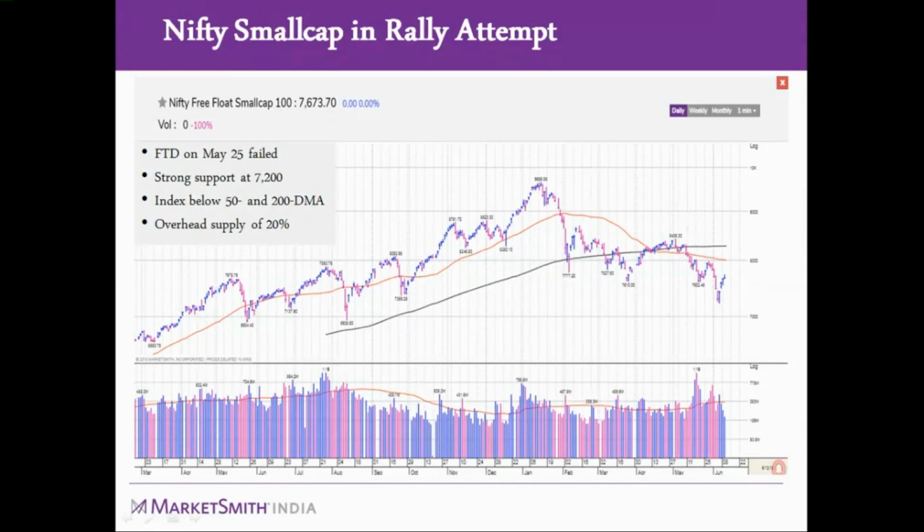But again, if you look at the volumes, the distribution has been high in recent times. The overhead supply is 20%, so it has corrected 20% from its all-time high. And the volumes that are coming when the index is moving up are also not that great. You can see there's just one day of above average volume. Apart from that, all the updates have come on below average volumes on the chart. Now, again, in terms of breakouts, we don't see a lot of stocks that are breaking out from the small cap index. One or two stocks here and there.